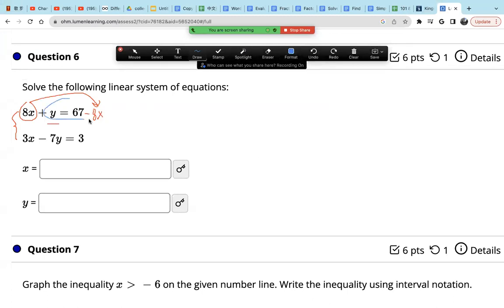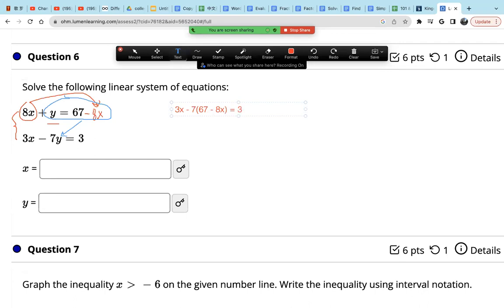So the equation becomes this. y equals 67 minus 8x. I move this 8x to the other side, becomes negative. Now I can substitute this value for y. So I get 3x minus 7 times (67 minus 8x). So this is called substitution method.